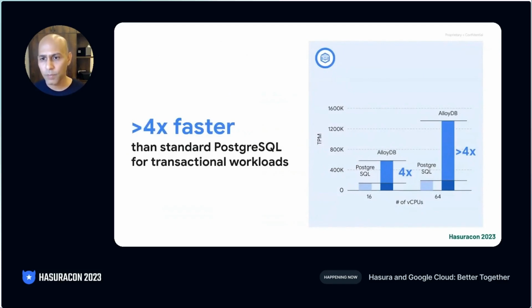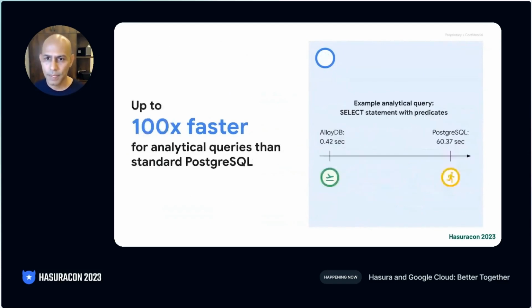And best of all, query performance scales linearly as you add more compute resources. And there is more. We know that customers use Postgres and other operational databases for a variety of workloads, including building real-time insights and reporting. AlloyDB delivers up to 100 times faster analytical queries than standard Postgres. And that's with zero schema changes. So no need to move data around.